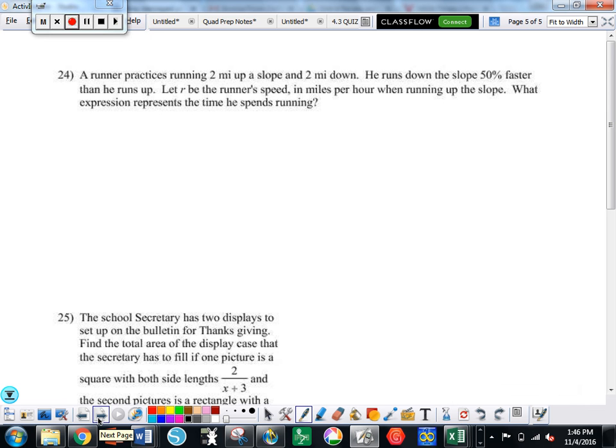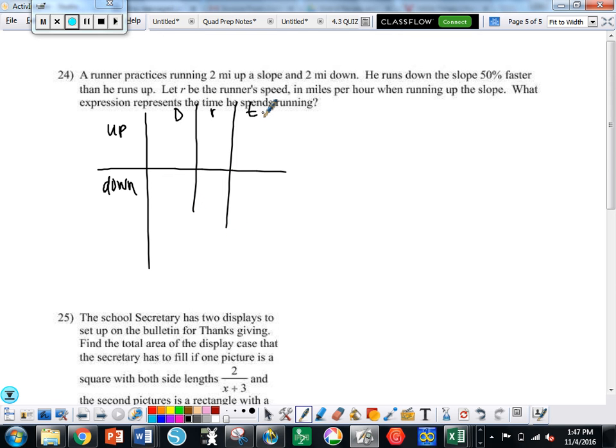Okay, number 24. A runner practices running 2 miles up a slope and 2 miles down. So this runner goes up and he goes down. He runs down the slope 50% faster than he runs up. Let R be the runner's, okay, we have the distance equals rate times time. Distance, rate, time. Let R be the runner's speed in miles per hour when running up the slope. So this is R. Now the other one is going to be what?